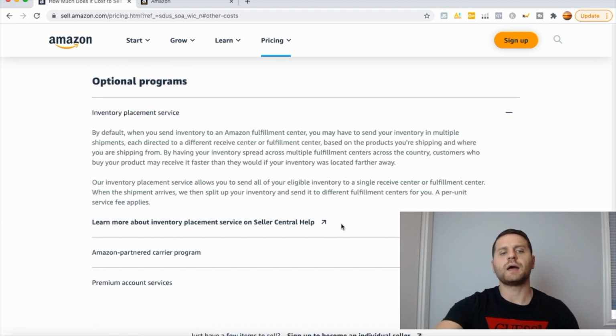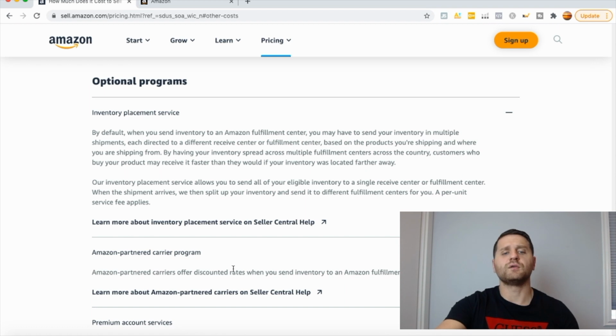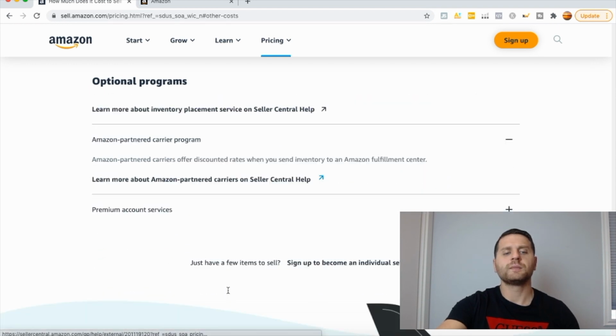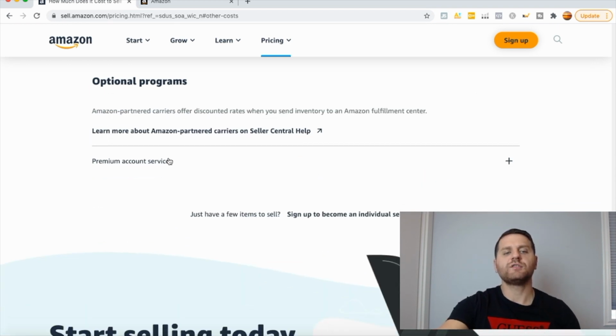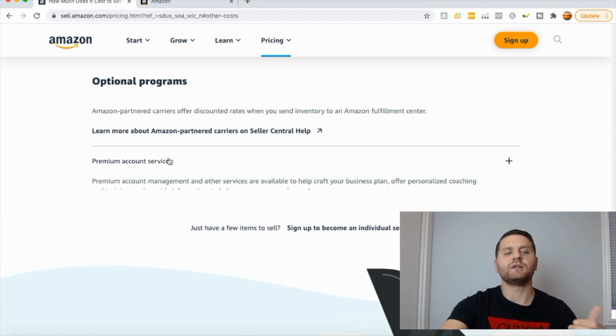The next one is going to be the Amazon Partnered Carrier Program, which is Amazon shipping your product to the customer's doorstep. Over here, you can take a look further at this link. The next one is going to be the premium account services. You can also take a look further in this link over here.